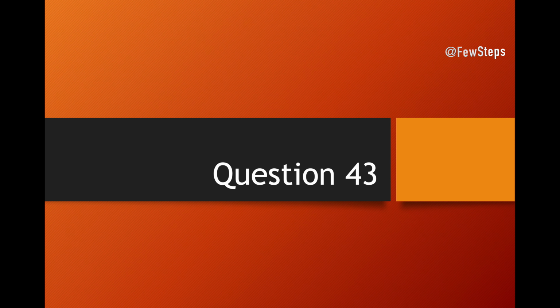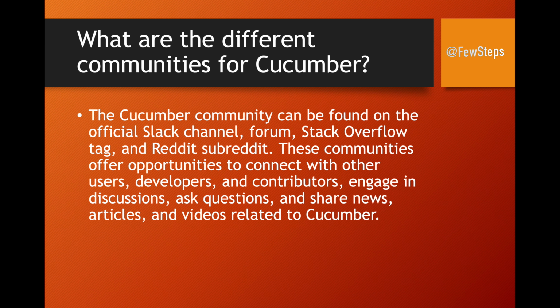Question 43. What are the different communities for Cucumber? The Cucumber community can be found on the official Slack channel, forum, Stack Overflow tag, and Reddit subreddit. These communities offer opportunities to connect with other users, developers, and contributors, engage in discussions, ask questions, and share news, articles, and videos related to Cucumber.